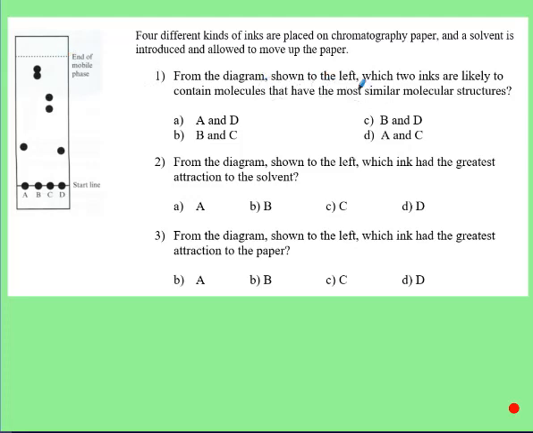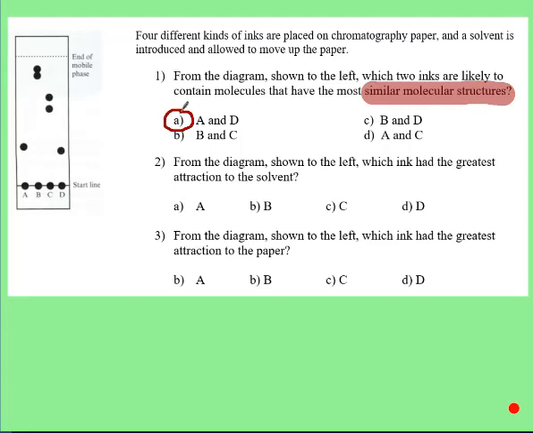So here, they want to know who has the most similar molecular structures. Well, if they're similar to each other, they're going to travel roughly the same distance on the chromatography paper. So looking over here, the two that had roughly the same distance traveled was A and D. So they must be most similar to each other.